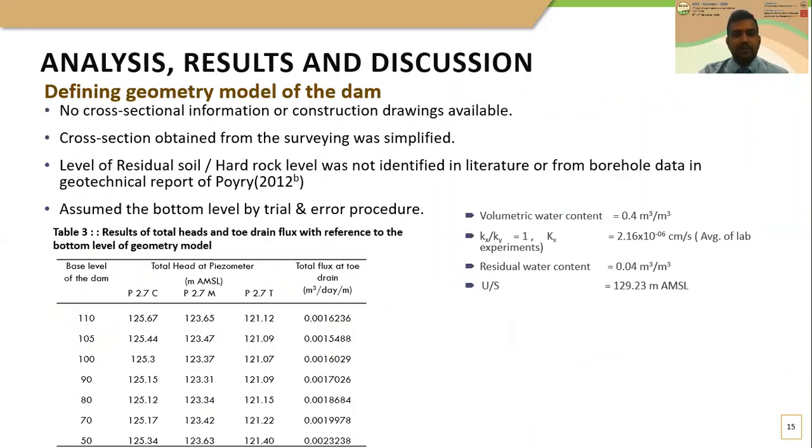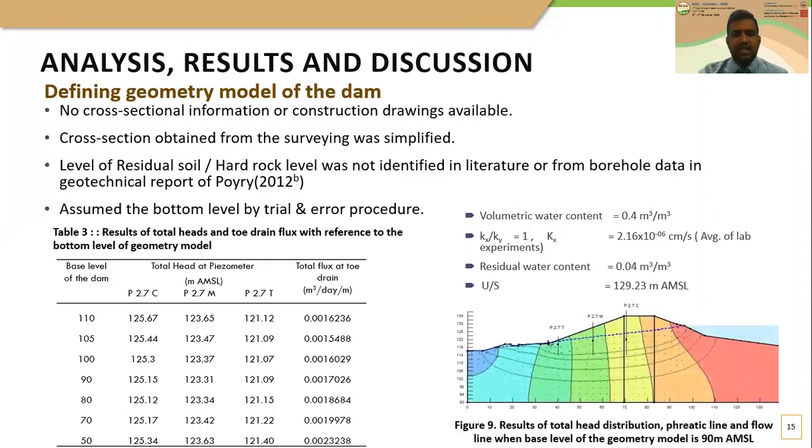Since there was an absence of cross-sectional information, the geometry model of the dam was drawn using the surveying data, and also the level of the residual soil was not identified in the literature. Hence, a trial and error procedure had to be followed to get some reasonable bottom level for the geometry model.